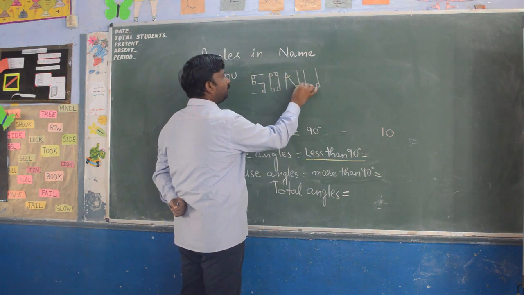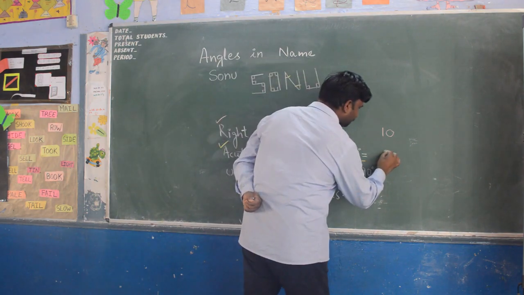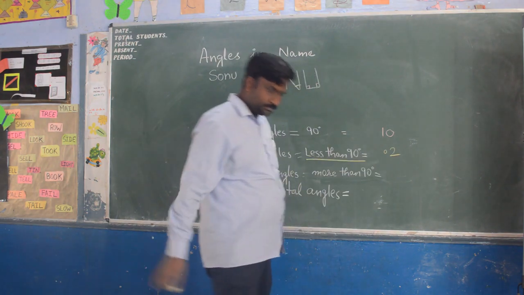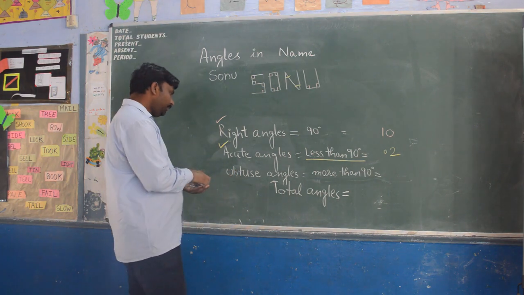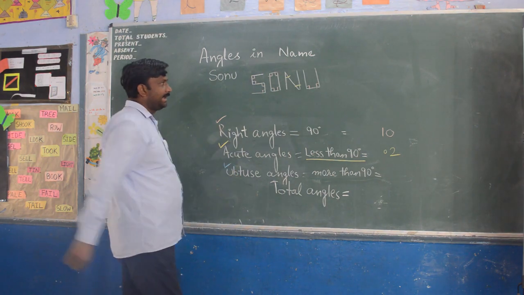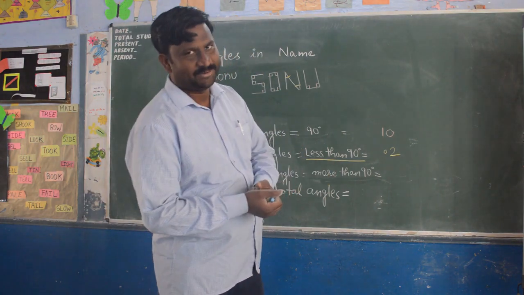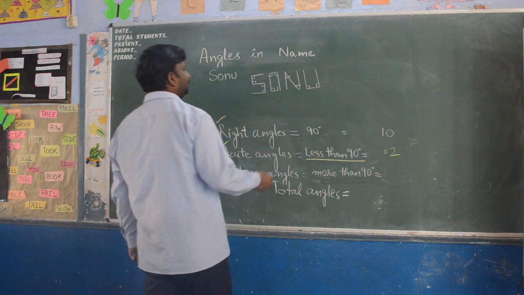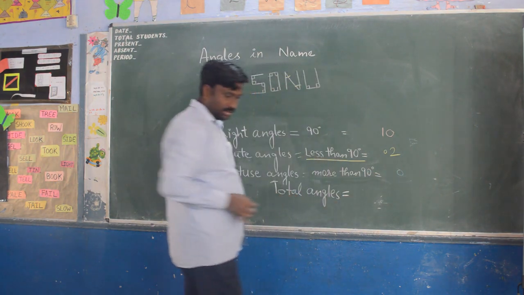1, 2, that's all. 2. And how many obtuse angles? Angles more than 90? No angle is left, which means no angle is obtuse in this name. Okay? So obtuse is nil. Zero. So how many total angles?